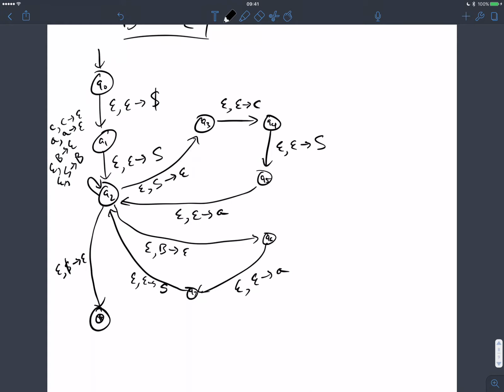Yeah, that's perfectly valid too. You could also have epsilon, S, epsilon, and then push B on coming back. All those are perfectly fine.